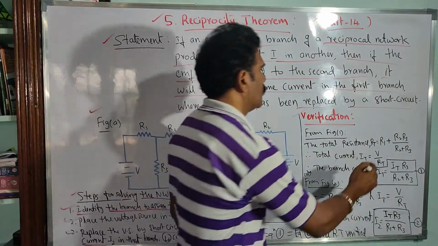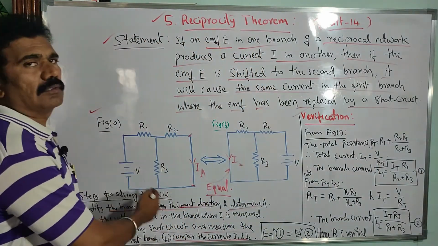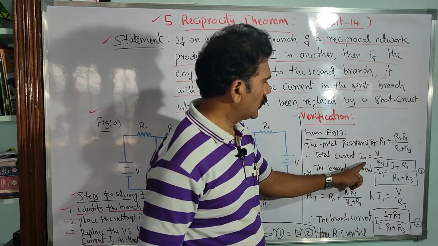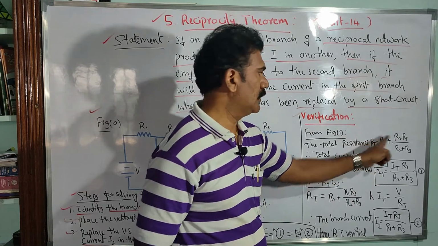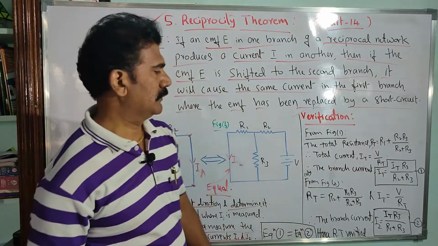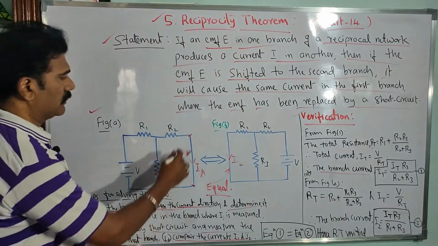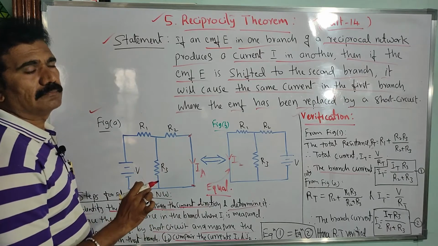Once you know the total resistance, calculate the total current in the network, very simply by applying Ohm's law. Total current IT is equal to V divided by RT. Substitute this RT here. Then what we want here is the branch current. So this particular branch is considered. In this branch, the current is called the branch current.